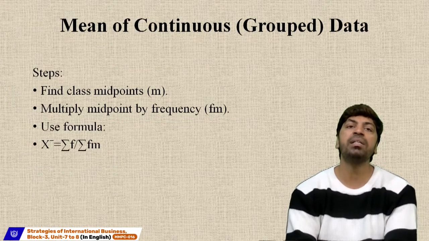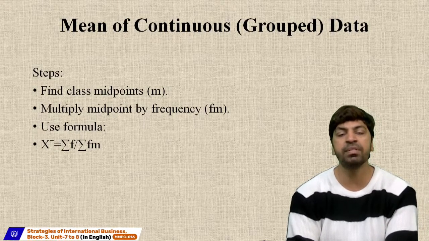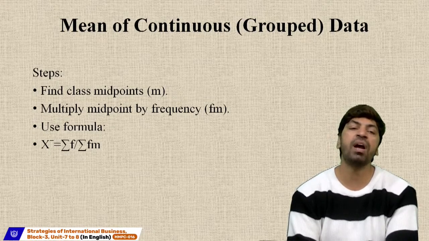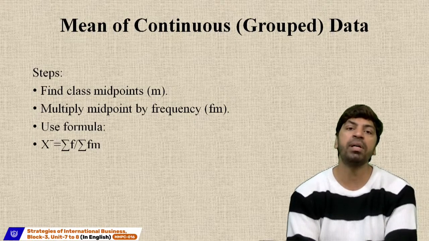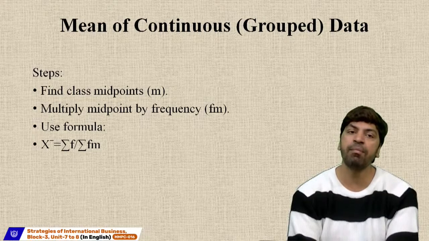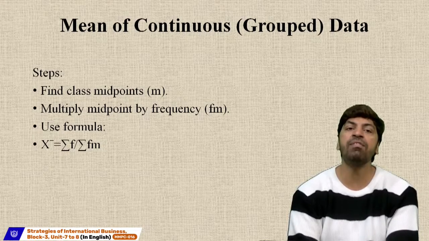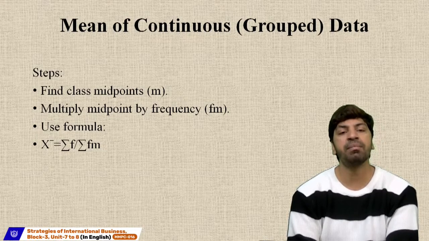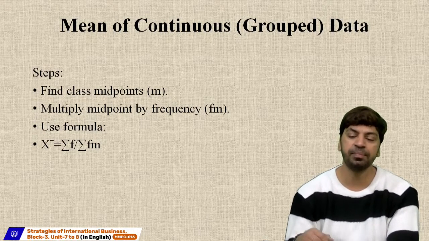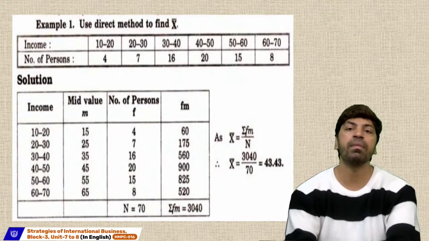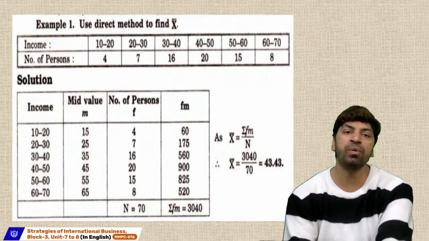The next part is the mean of continuous data, which we can call grouped data. The steps are: first find the class midpoints, that is m, then multiply the midpoint by frequency, that is fm, and use the formula x bar is equal to sigma fm by sigma f. So this is an example which refers to the direct method to calculate the mean.